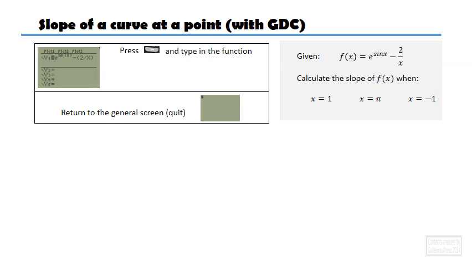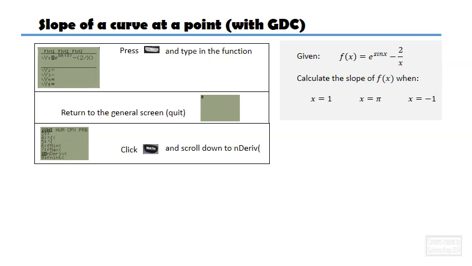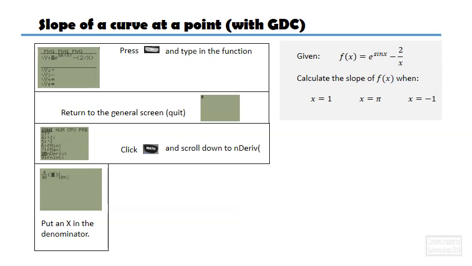The next thing is to get out of there and go back to the general screen. Click Math and scroll down to NDeriv. It's option number 8 in the Math menu. And you're going to end up with this when you press Enter. So make sure you put this x here. It just tells the calculator what variable you are making the derivative of. And it's going to be variable x. Maybe if you have a function in terms of t, you might want to put a t here, but that's very unlikely. Just stick to the x.